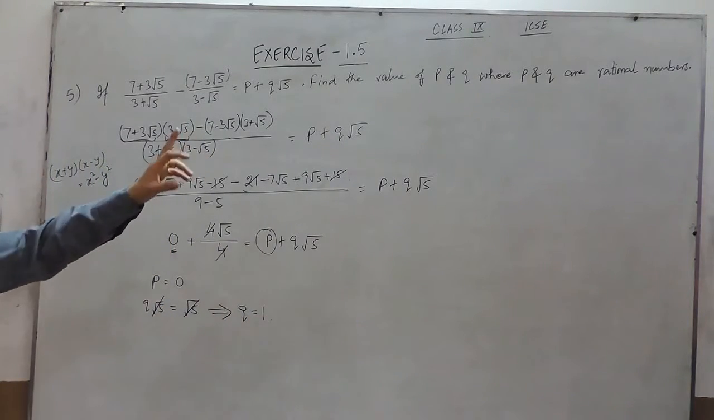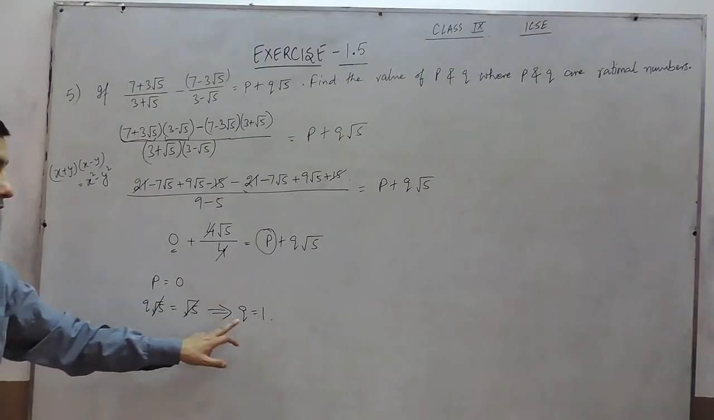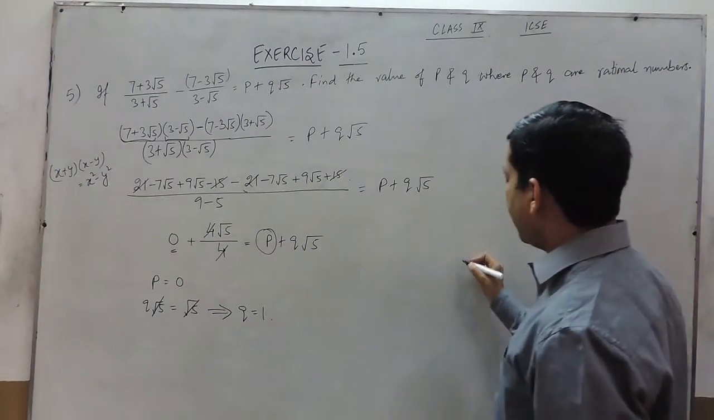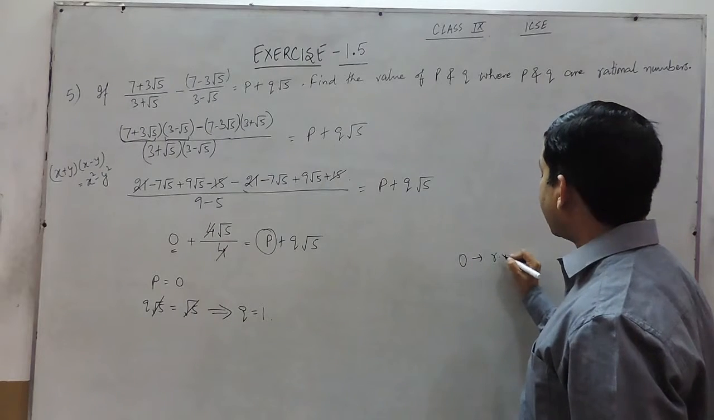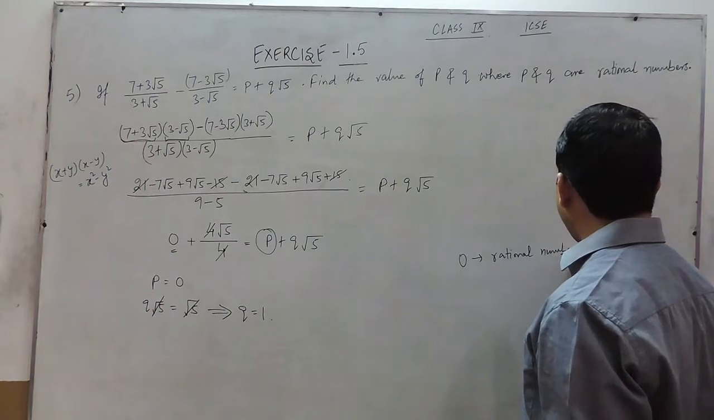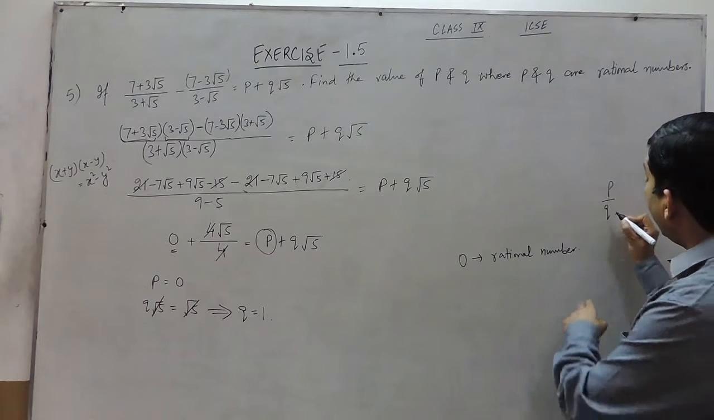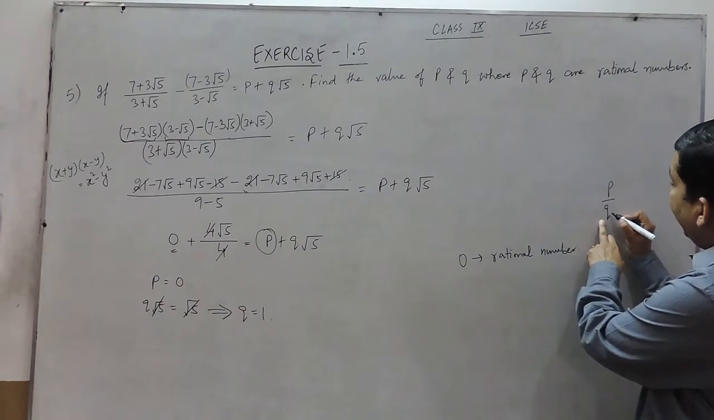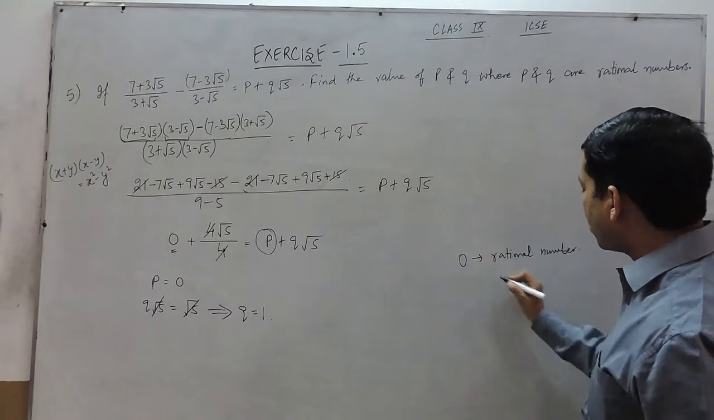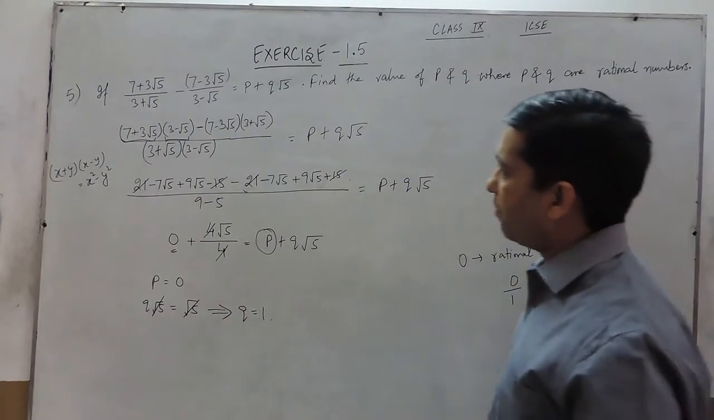So the value of p and the value of q are rational numbers. p has a value 0 and q has a value 1. Here we have to keep one thing in mind, that 0 is a rational number. Because the definition of a rational number is one which can be put in the form of p upon q, where q should not be equal to 0. It is possible that the numerator is 0 but the denominator should not be equal to 0. So 0 can be written as 0 upon 1 or 0 upon 2 or any other such figure.